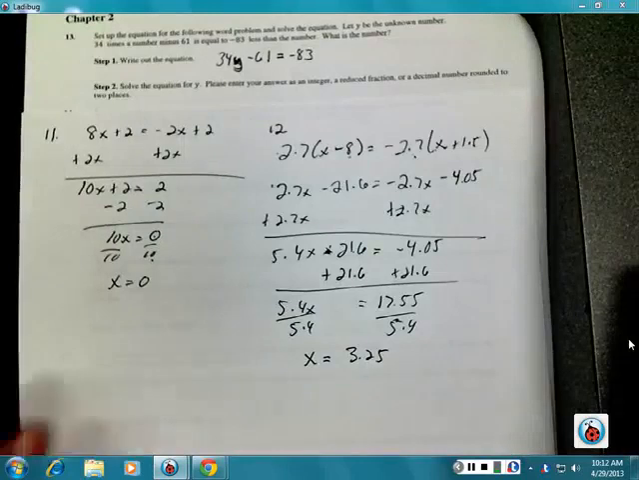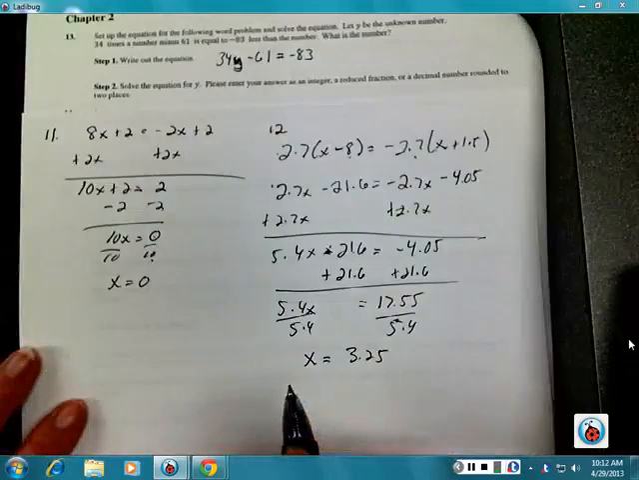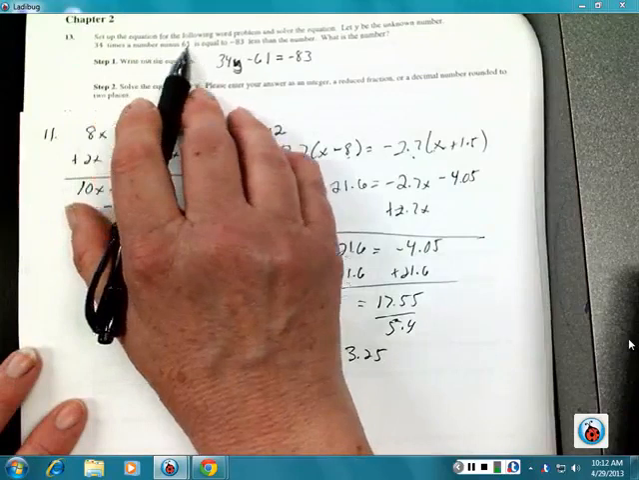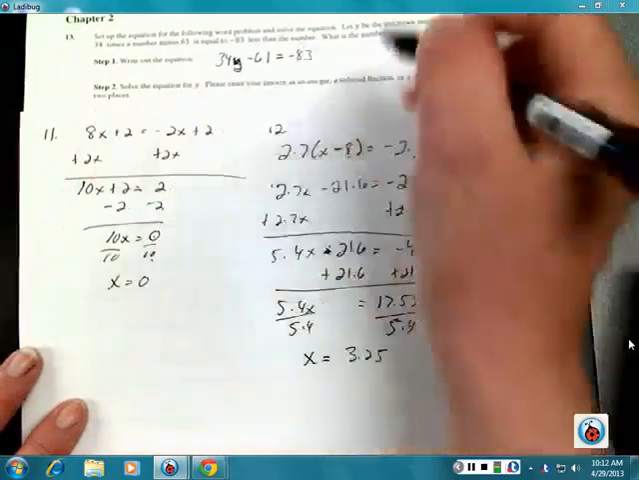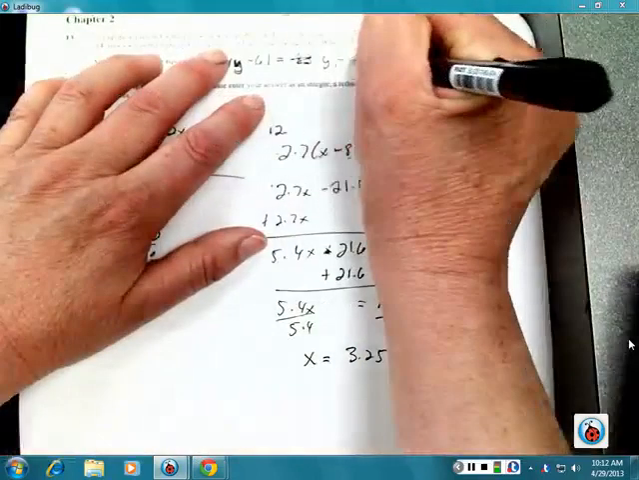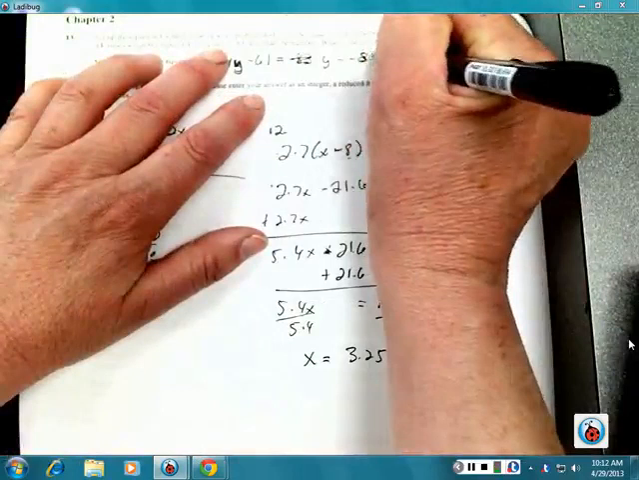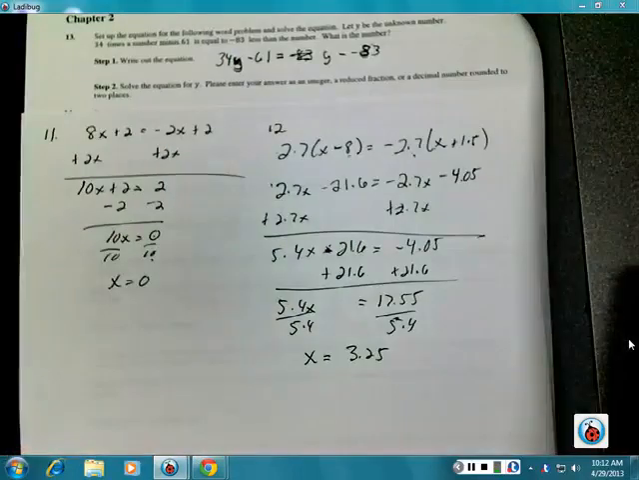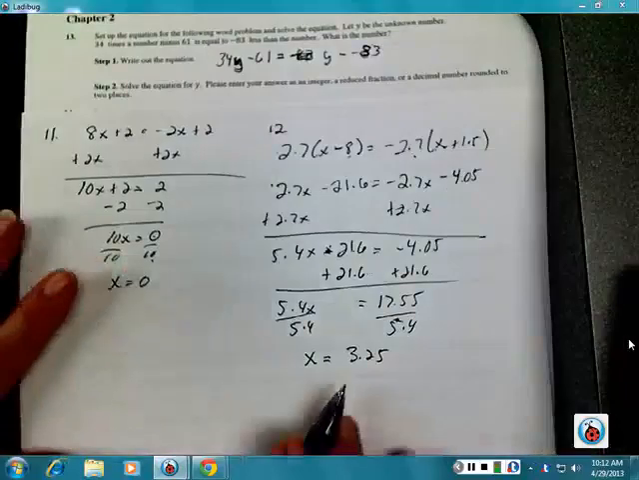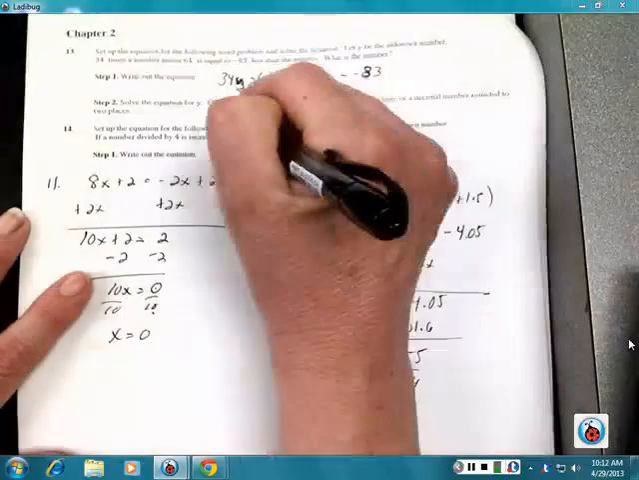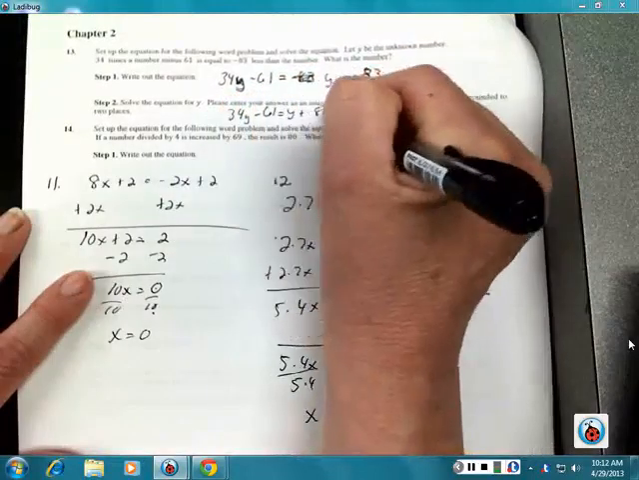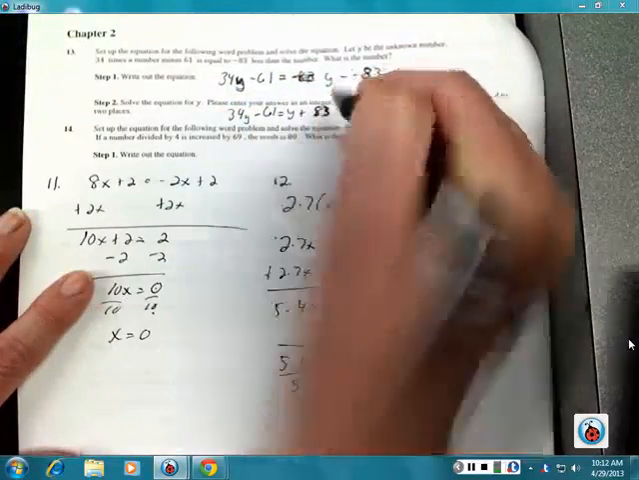It's y. You forgot the y. Okay, because there's a y there. It confused me too. 34 times a number minus 61. Oh, less than the number. Oh, yeah. So really, I need to have y minus a negative 83. Yep, I didn't read far enough. Which makes it a positive. So really, the full-fledged equation in there is 34y minus 61 is equal to y plus 83.